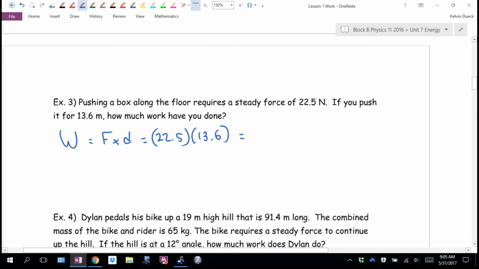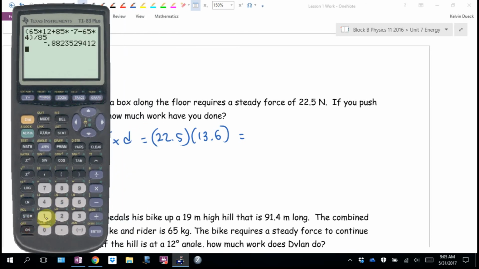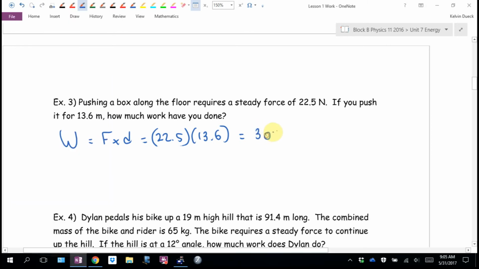What do you get? 306. 306? Really? Works out nice? Look at that. 306 what? Joules. But the force and the distance have to be in the same direction.